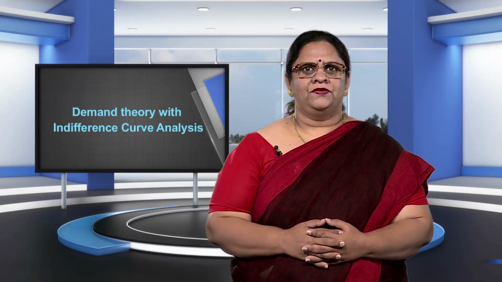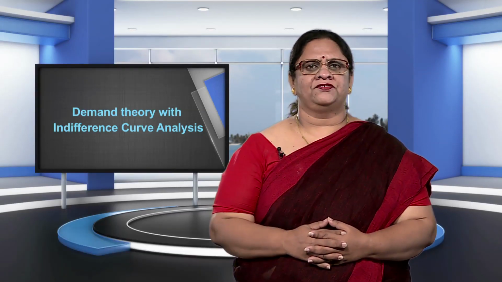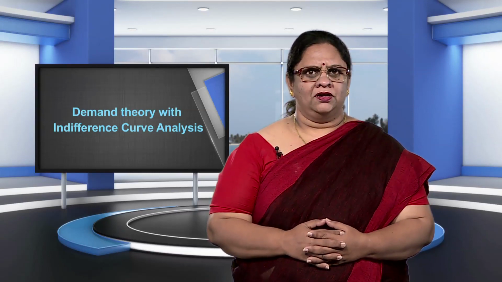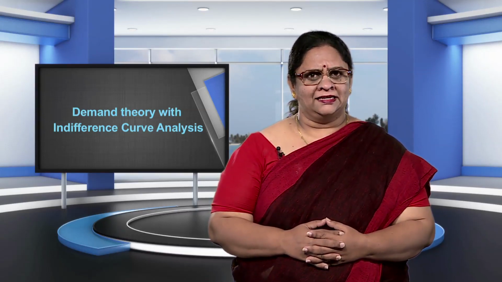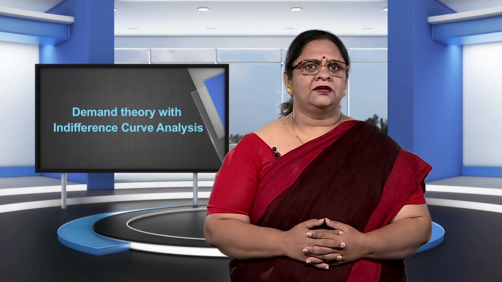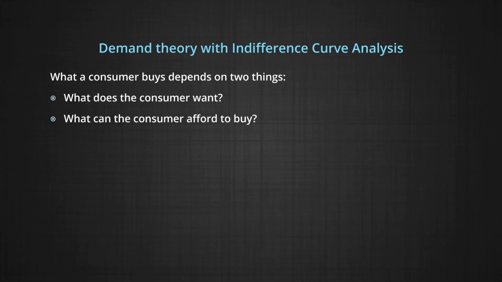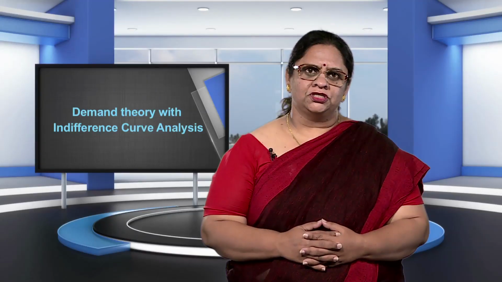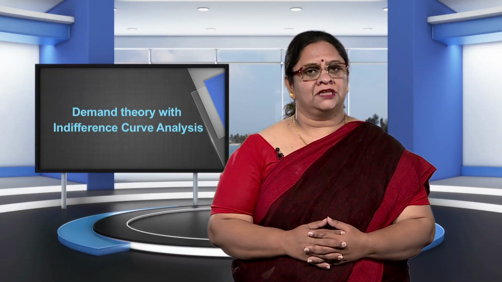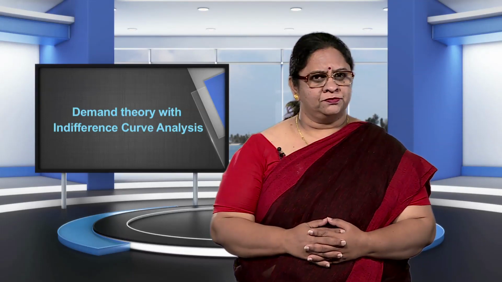In this module, we continue our discussion of consumer theory, focusing particularly on indifference curve analysis. Recall that consumer theory analyzes decisions made by consumers regarding what goods to buy and in what quantities to buy them. What a consumer buys depends on two things. One, what does the consumer want? And two, what can the consumer afford to buy? In this module, we examine the first question again. How does the consumer decide what to buy and how much of it to buy?